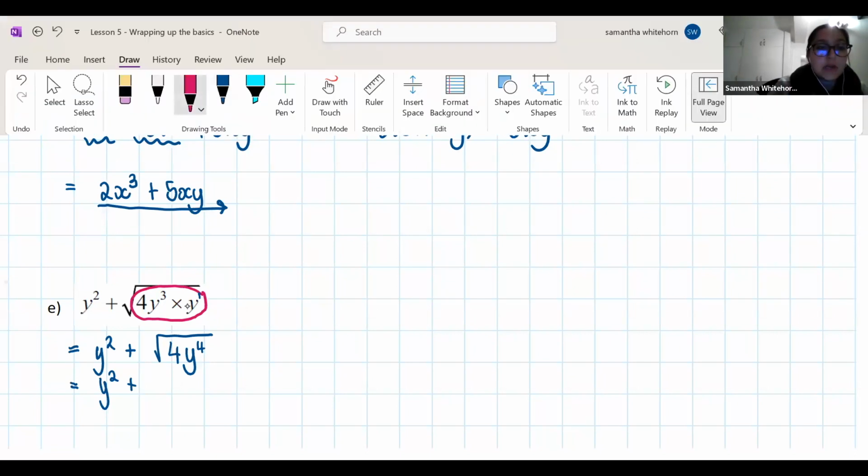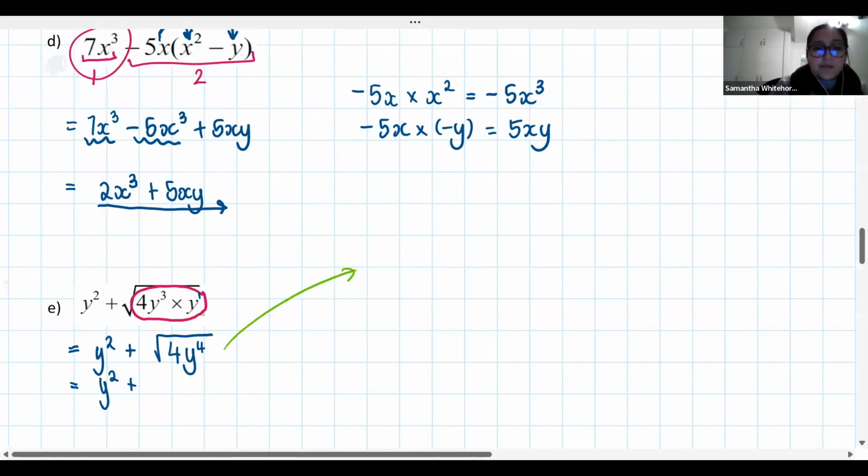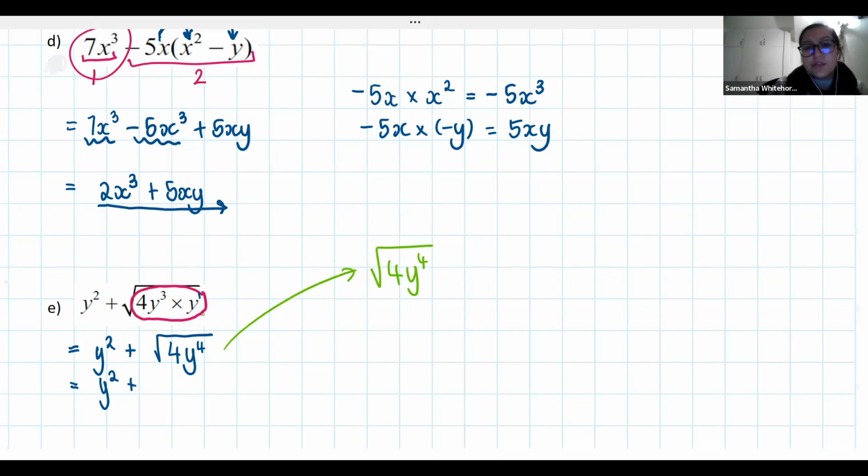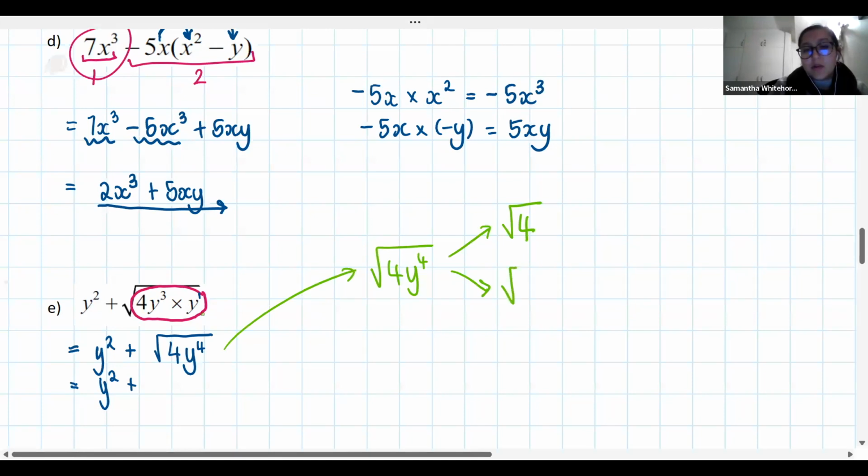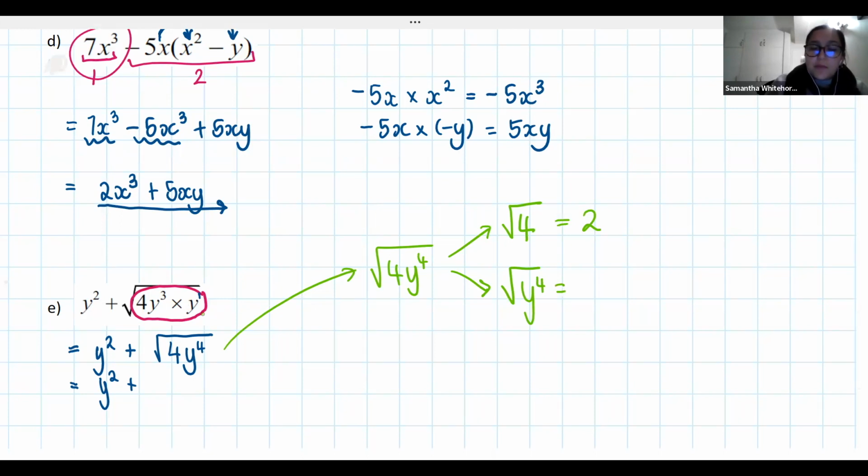But the square root of 4y squared, what we need to remember is that anytime we have a single term underneath the root, that root can be separated. So I can work out the square root of 4, and I can work out the square root of y to the power of 4. Now, the square root of 4 is nice and easy. We know that's 2. 2 times 2 is 4. But when we get to the square root of a variable, there's a bunch of different tricks we can use. But basically, we are asking ourselves, what two identical values do I times together to get y to the power of 4? And if we just break that down, that would be y squared times y squared.